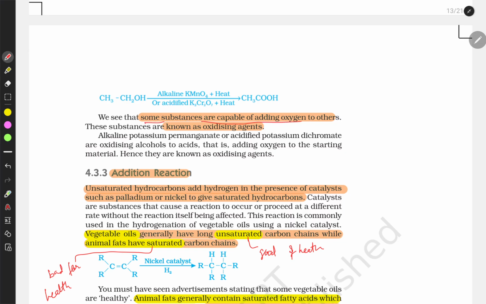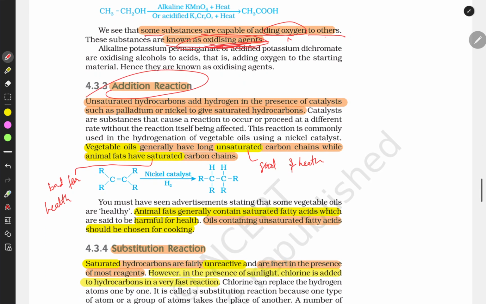Some substances are capable of adding oxygen to others, and these are known as oxidizing agents. Those molecules which are capable of adding oxygen to others are called oxidizing agents. They help in oxidizing.